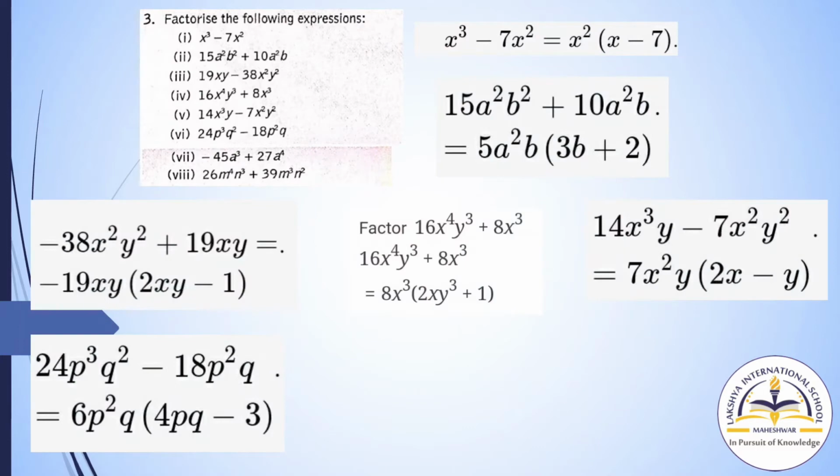Now question number 3, factorize the following expression: x cube minus 7x square. Now what you have to do, this is the first answer.